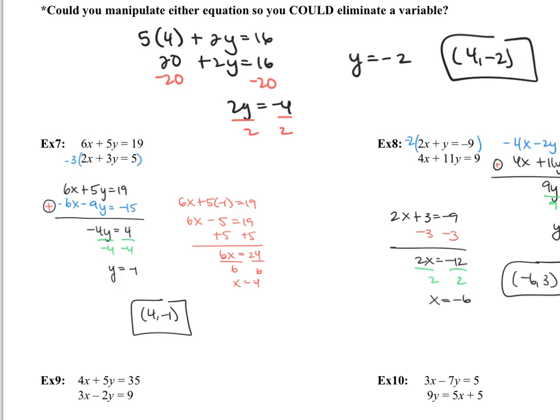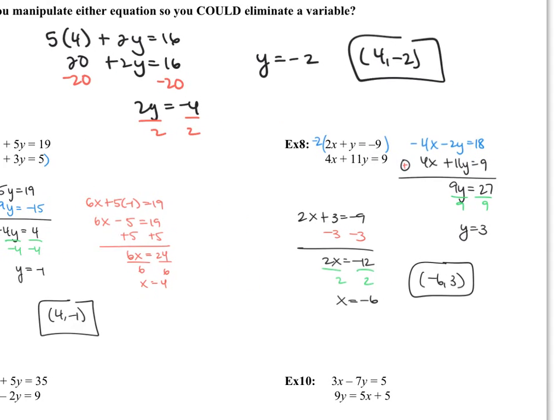I took this value and plugged it into the top equation, so 6x plus 5 times -1 is -5. I then added 5 to both sides to get 6x equals 24, and divided both sides by 6 to get x equals 4, so for a solution of 4, -1.